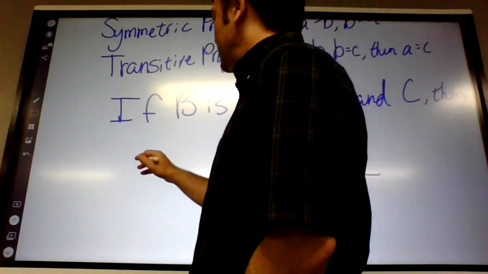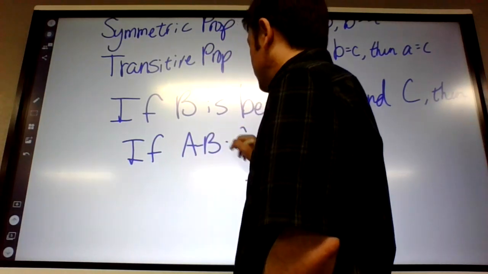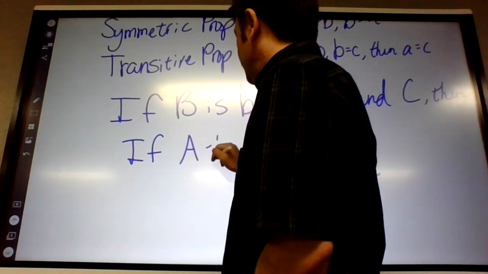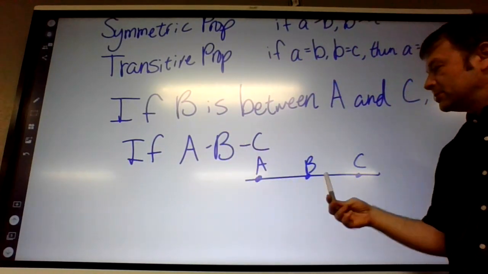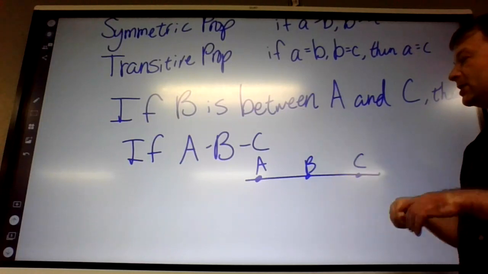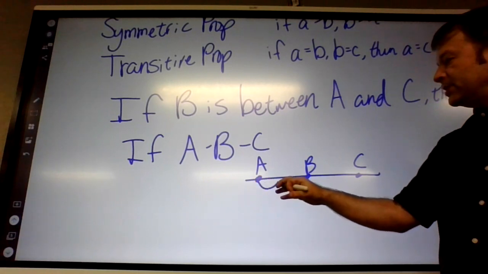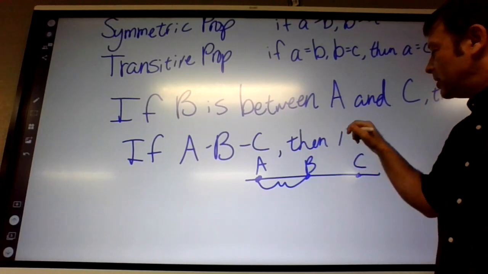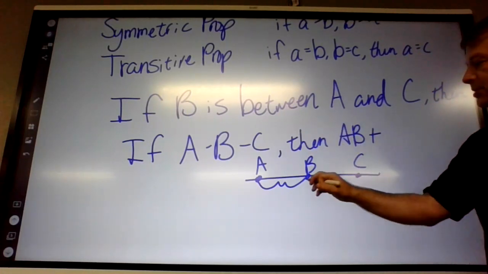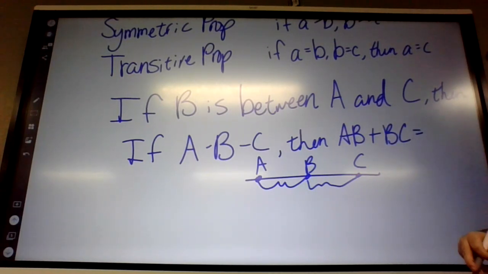And the way the book writes it is A dash B dash C. Let me write that again. A dash B dash C. So this means B is between A and C on the line. That's their definition of between. Then what's going to happen if B is between A and C? Well, this length, which is AB, AB plus BC would equal what? AC, because of math.